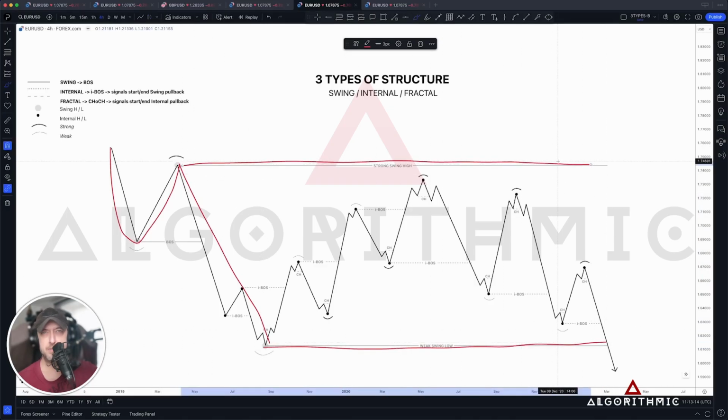Okay, so I'm sure some of you will have experience in the market. Sometimes we get these big impulsive, almost straight moves to the downside, and then it ends up giving us a big range to work on.